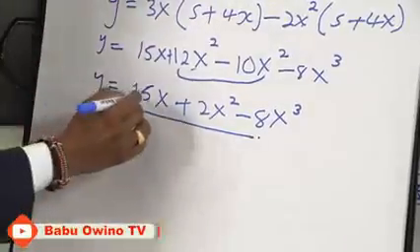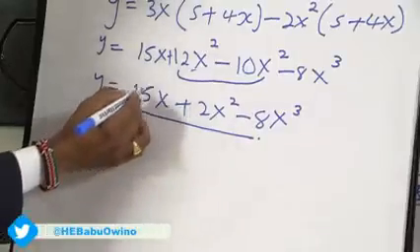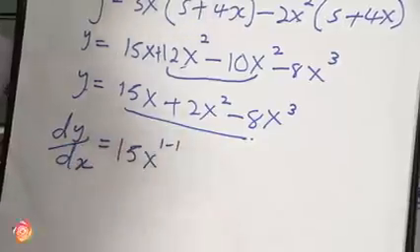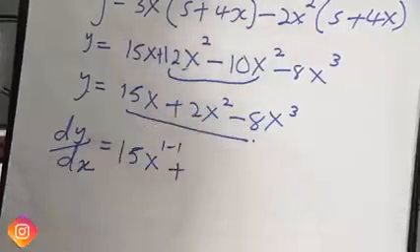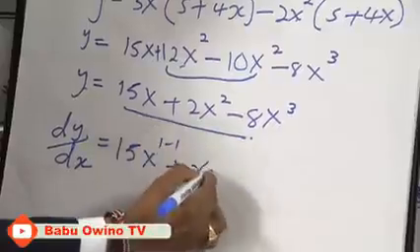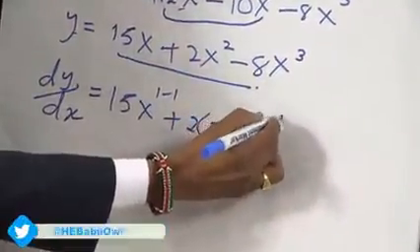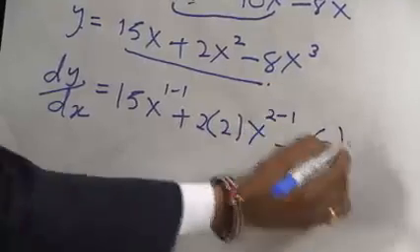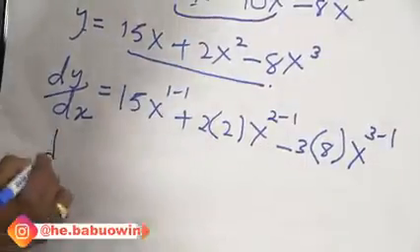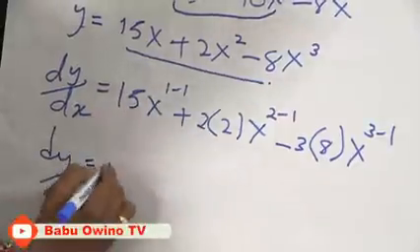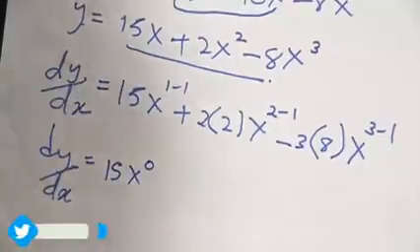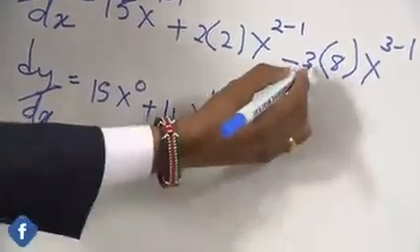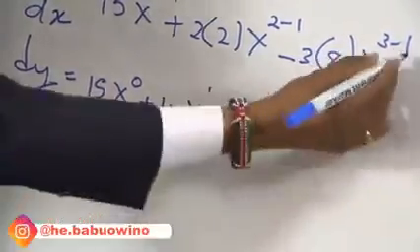Now when we want to differentiate, we differentiate every part that we have here. First we differentiate 15x: x is raised to power 1, you subtract 1. Then plus 2x squared differentiated: you drop down the power 2, multiply by the constant 2, then x, and 2 minus 1. Minus 8x cubed: drop down power 3, multiply by 8, x, and subtract 1. So dy/dx equals 15x raised to power 0, since 1 minus 1 is 0, plus 2 times 2 is 4x, 2 minus 1 is 1, minus 3 times 8 is 24x, 3 minus 1 is 2.